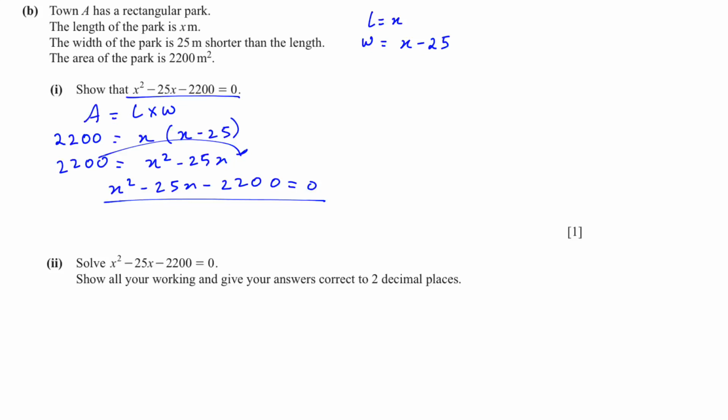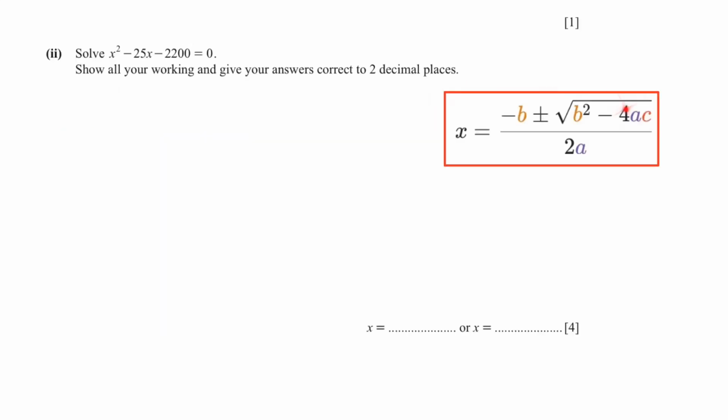B2, we have to solve the equation and give your answers correct to two decimal places. Whenever we have to give the answer in two decimal places, we use the quadratic formula or completing the square. So this is the equation we use. A is the coefficient of x squared, which is 1, and B is the coefficient of x, which is negative 25, and C is the constant, the number without x.